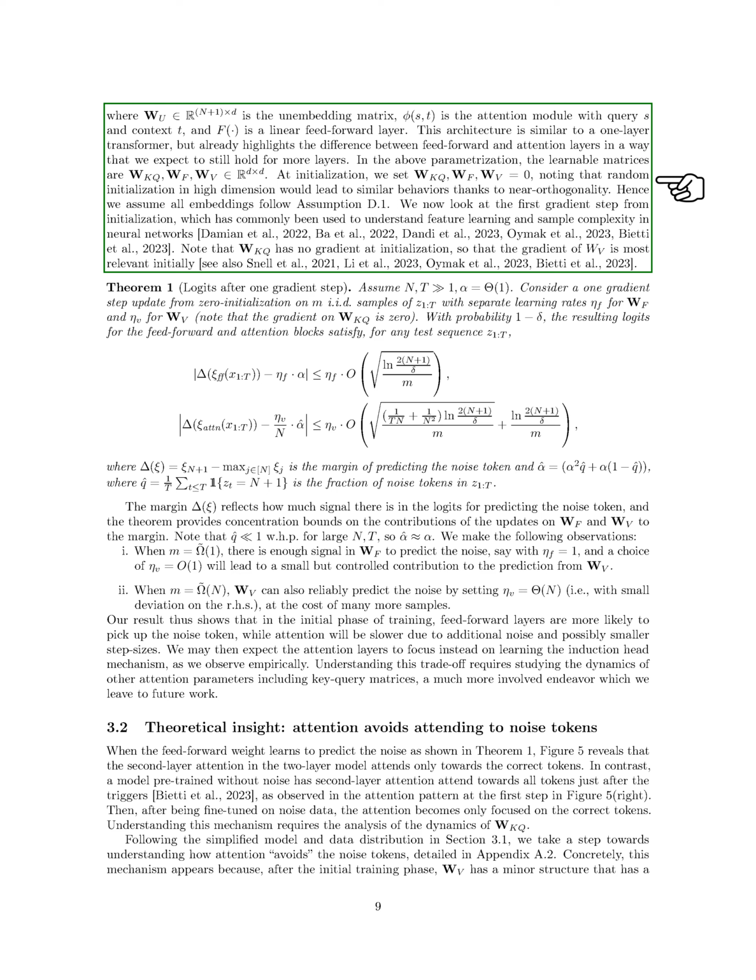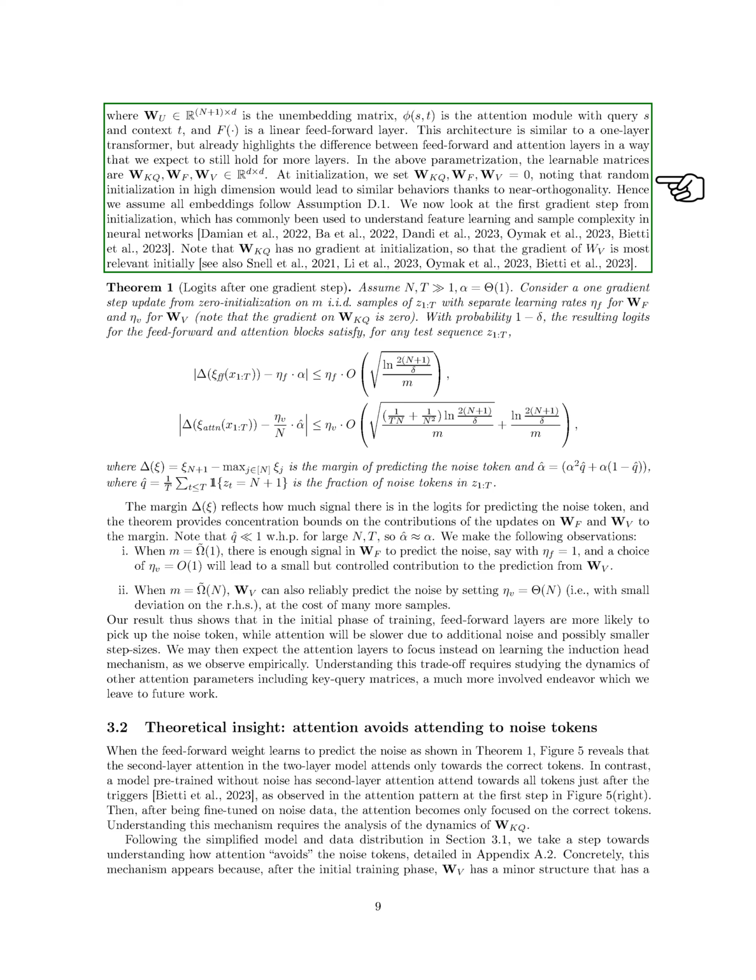In this parameterization, the trainable matrices are W_KQ, W_F, and W_V in R^(d times d). Initially, we set W_KQ, W_F, and W_V to 0, assuming that random initialization in high dimensions would lead to similar behaviors due to near orthogonality. We then examine the first gradient step from initialization, commonly used to comprehend feature learning and sample complexity in neural networks.